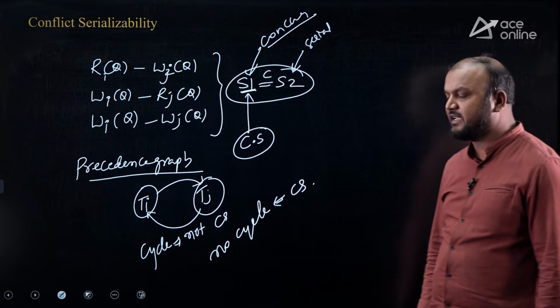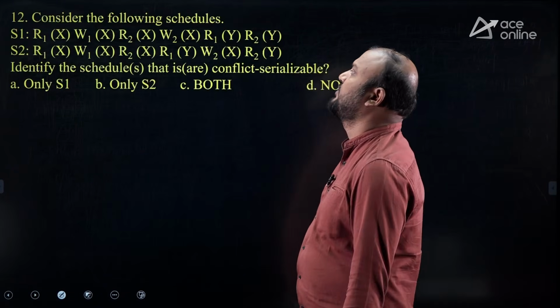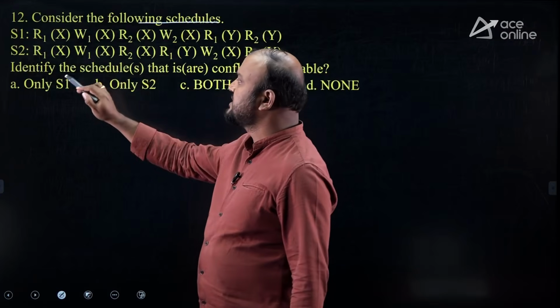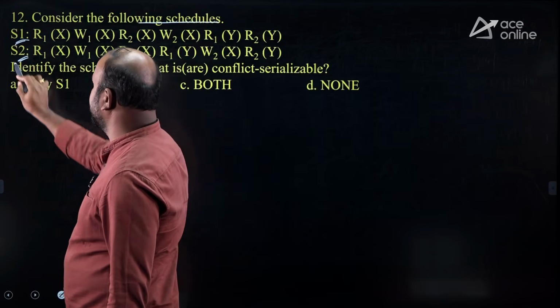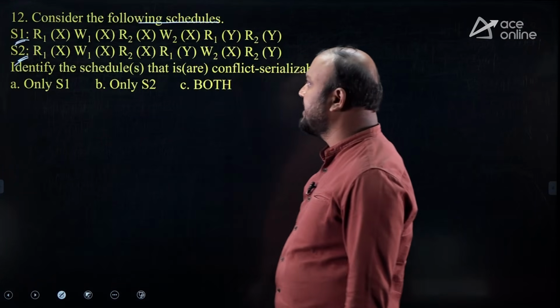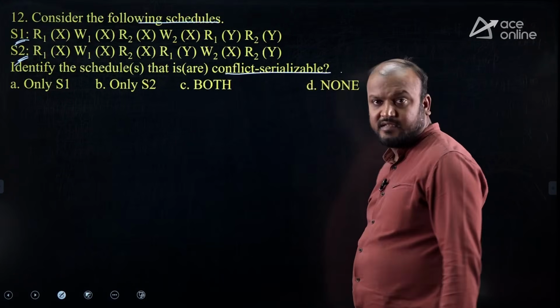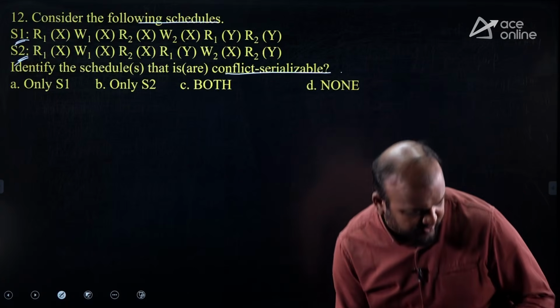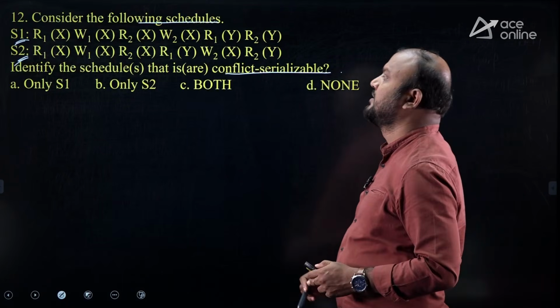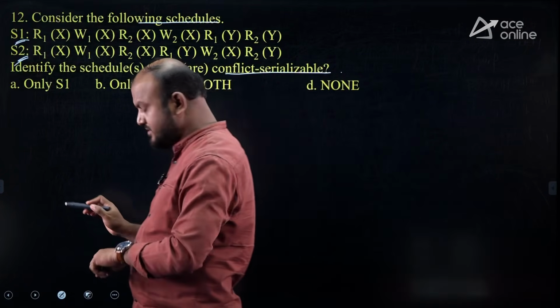Is it has a cycle and no cycle? Consider the following schedules. S1 and S2, two schedules are given. The question is to identify the schedules that are conflict serializable. Which schedules are conflict serializable is the question. Okay, now, how to solve this question?